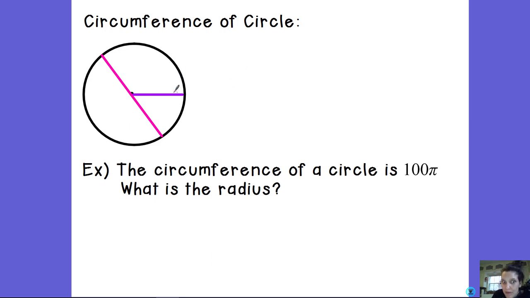In a circle, there are two important vocabulary concepts. The first is the radius. The radius is the distance from the center of the circle to the edge of the circle. So this would be our radius r.